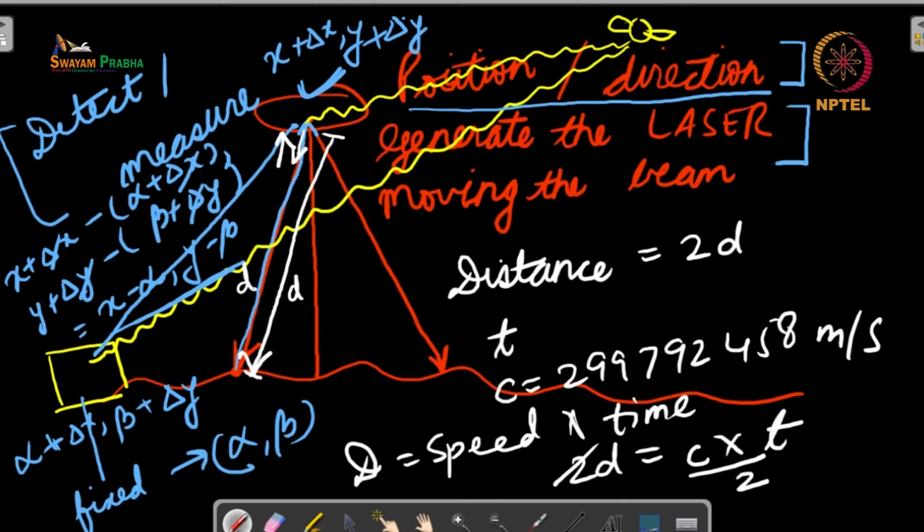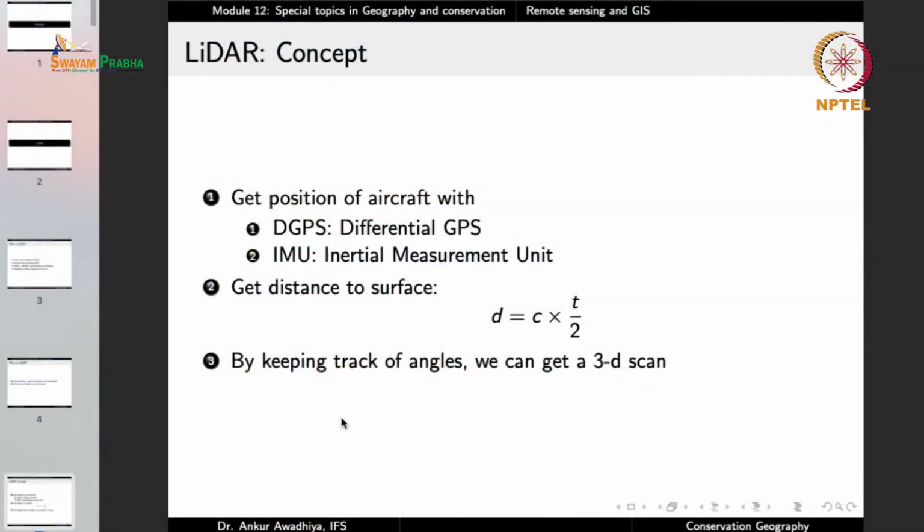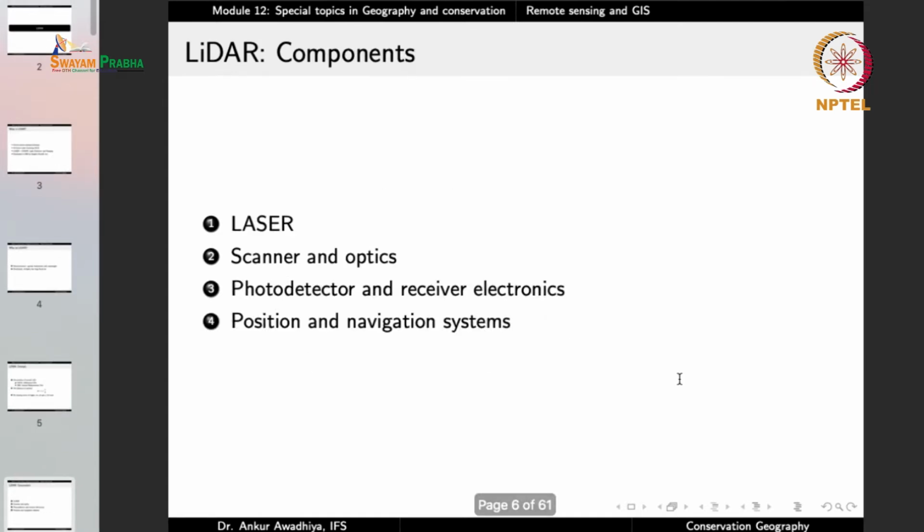So we know very well the distance d from the object. Now if you know the position of the aircraft and you know this distance d and you exactly know the direction in which the laser was shot, you can compute the coordinates of this particular point. Similarly, when you scan the area, you can compute the coordinates of this point, of this point, of this point, and so on. And by joining these points together, we can generate a digital terrain model of this area. So we need to keep track of angles and then we can get a 3D scan of the area.